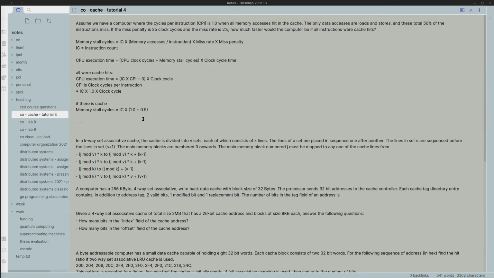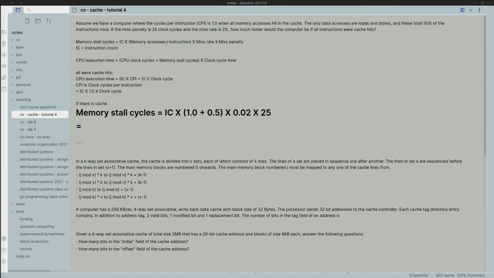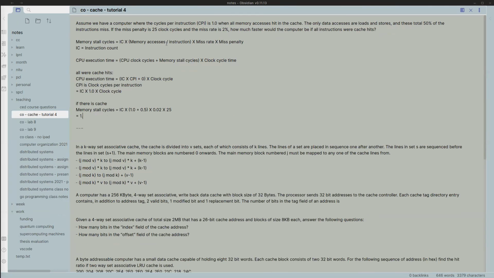And now, for those accesses, you have to see what the miss rate is. The miss rate is 2%, which means that 2% of the accesses generated will not be available in the cache. So it is 0.02 times miss penalty. The miss penalty is the number of cycles, so it's 25 clock cycles. So this is the total memory stall cycles if there is a cache, right? So I can calculate it totally. I can say it's 1.75 times IC times clock cycle time. So this is with cache.